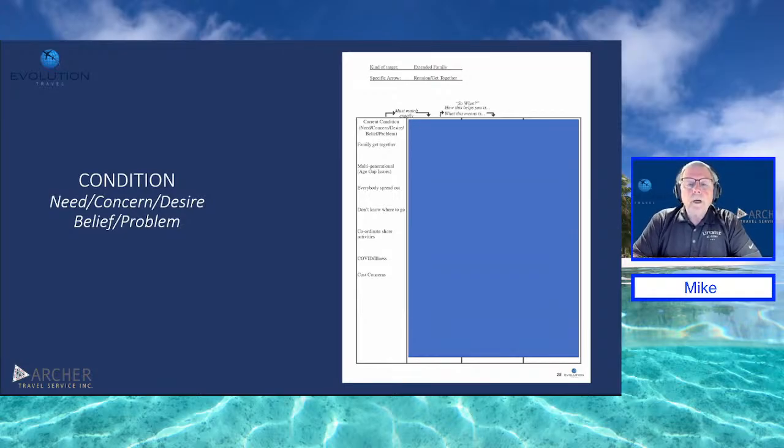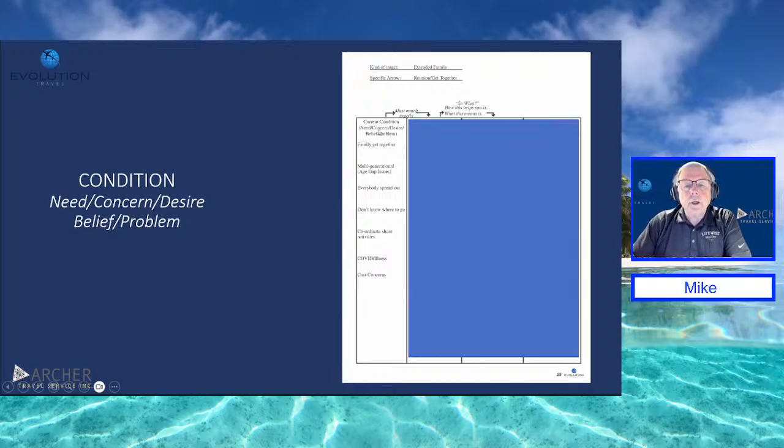And what we've done is I've just listed a sample for you to take a look at. So our target is the extended family, and the specific arrow that they have is where they're going to have a reunion, a family get together, what it is that they're going to do. Okay, so this is where your starting point is, right here.